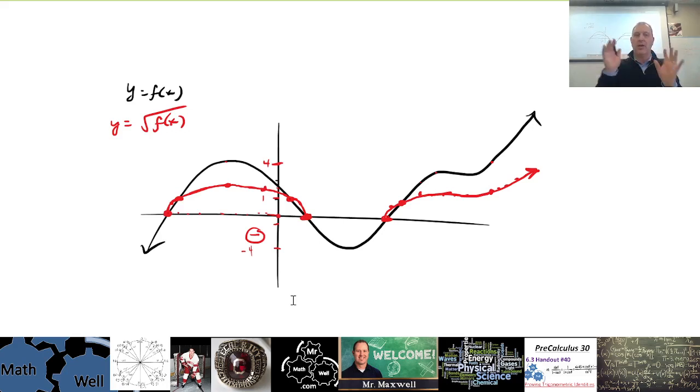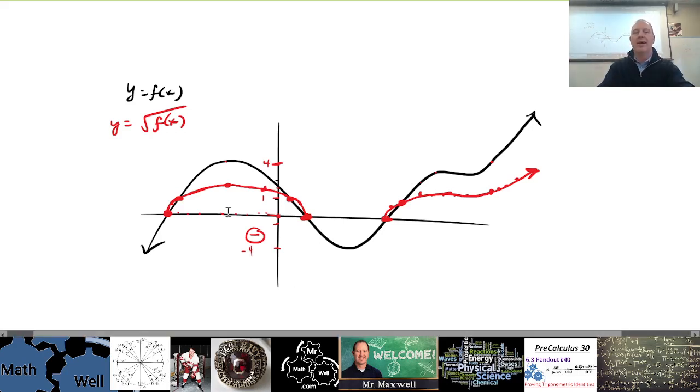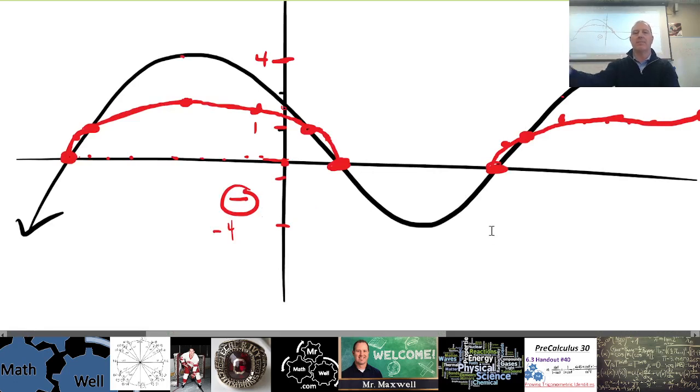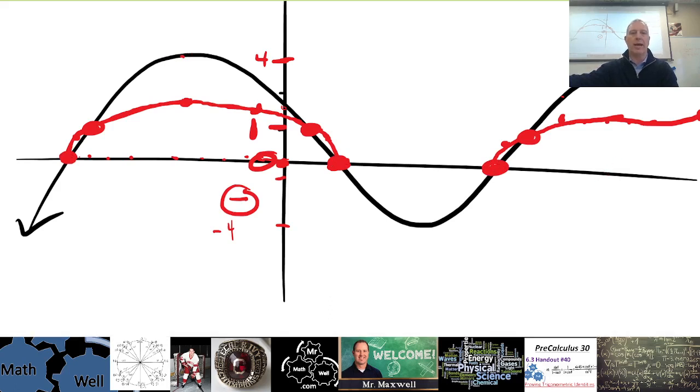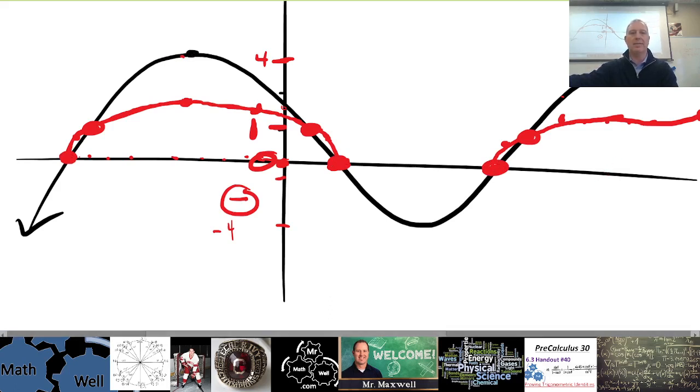Now, notice what I've done here. I've just taken sections at a time, and wherever y equals 1, I plotted an invariant point on the graph. Wherever y equals 0, I plotted also invariant points. Right there, there, there, and there. Now, if this is y equals 4 on the black graph, that's easy. I just drop that down to y equals 2.